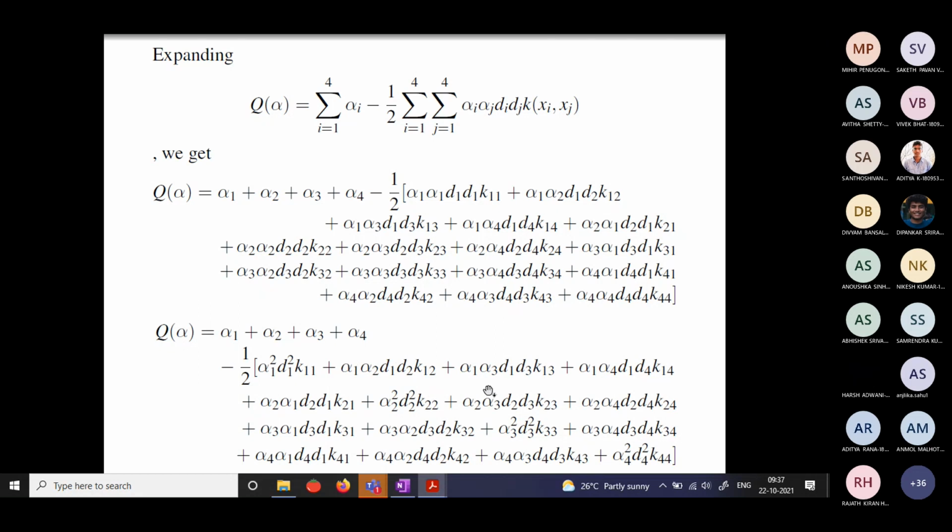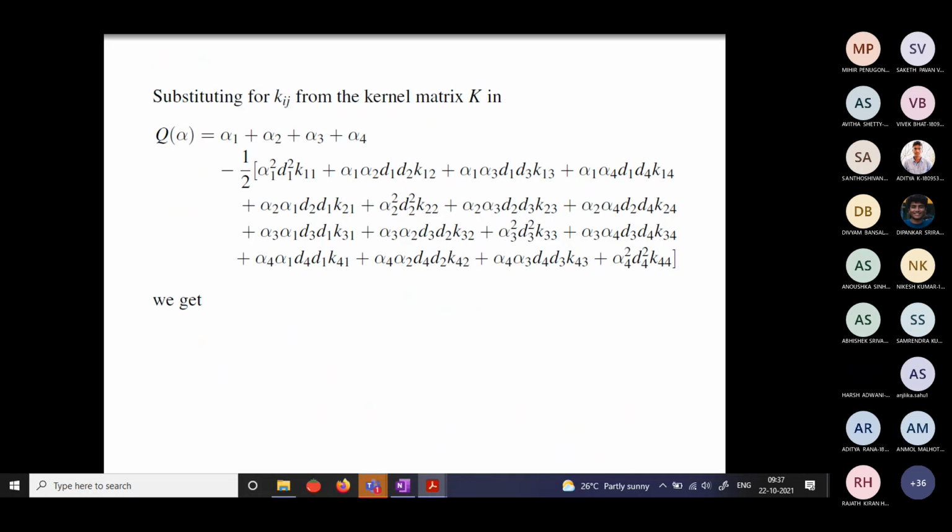Now after that, you substitute the values for all the d's and k, because those values are there with you. What is not known is alpha. So the entire equation should be in terms of alpha, and the function is also in terms of alpha. You should be in a position to differentiate it. So you have written something like this, substituting Kij from the kernel matrix and all those things.